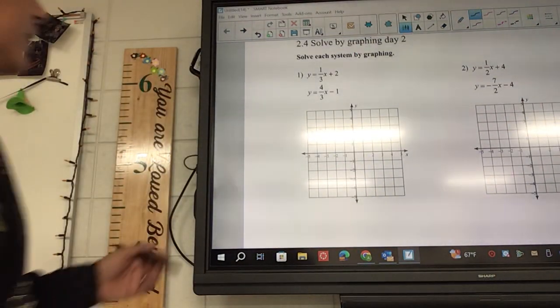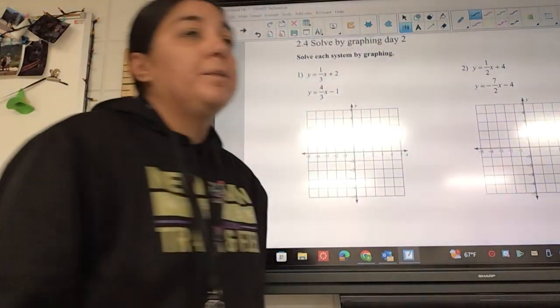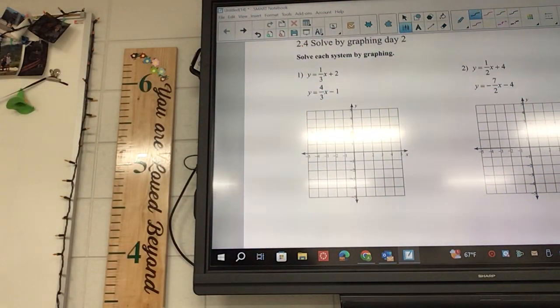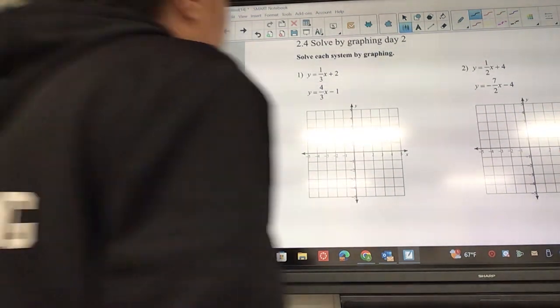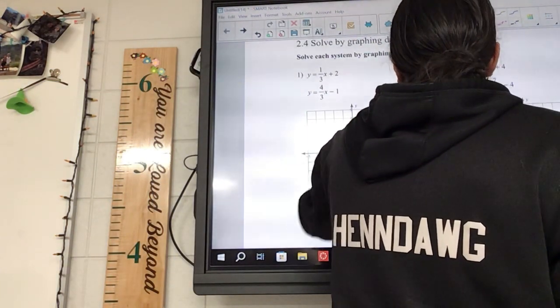Positive two. At positive two, so we're going to go to the Y line, go to the two, and put our dot. Okay, from that dot, where are we going? Up one over three, okay? And you're going to do that as many times as you can on line one. So we're going to go up one over three, up one over three. Okay, we can't go over three anymore.